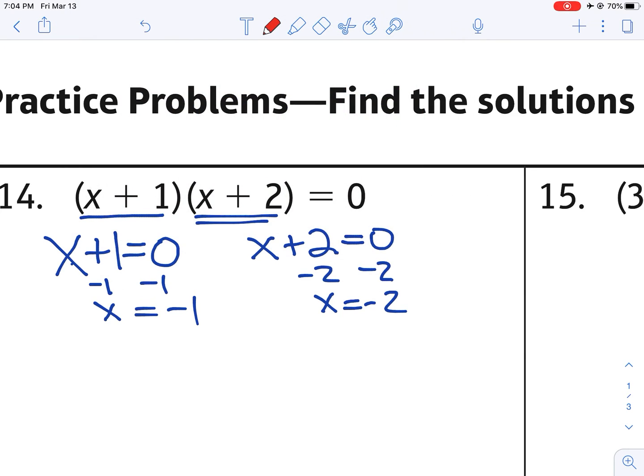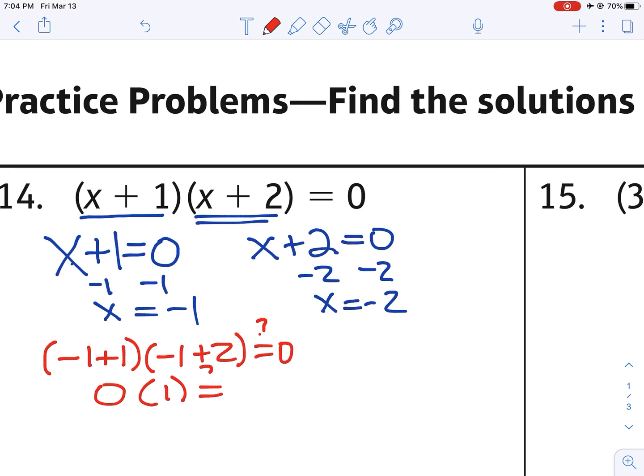Let's check our answers. If I plug in negative 1, I would get negative 1 plus 1 times negative 1 plus 2. Would that equal 0? Well, this would be 0 times 1. Does that equal 0? Yes, it does. So anytime I plug in negative 1 for this problem, we would come out with 0. So one of my x-intercepts on this one would be x equals negative 1.